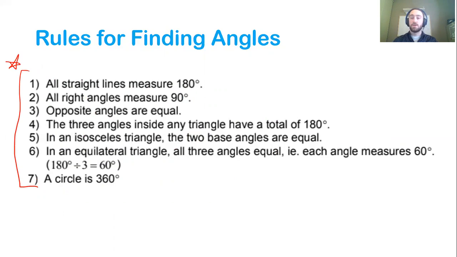All right angles measure to 90 degrees. Opposite angles are always equal. The 3 angles inside any triangle have to have a total of 180 degrees. In an isosceles triangle, the 2 base angles are equal. In an equilateral triangle, all 3 angles are equal, meaning all 3 angles are 60 degrees. And a circle is 360 degrees.